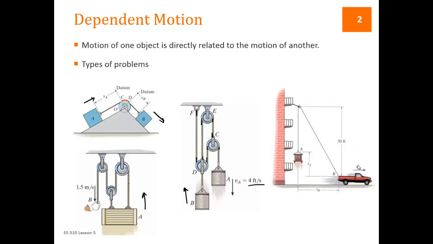Another option is where you have angles involved in your system, right? So the truck is moving outwards, the case is moving upwards, and the velocities of the two, and the motions of the two, are related somehow through the trigonometry of this triangle.